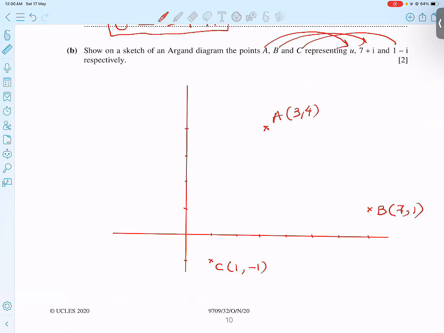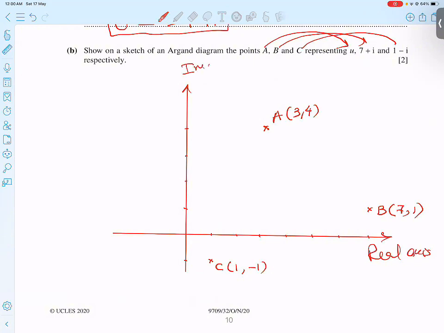That's it, and no need to join them. He said just show our sketch, Argand diagram, and points A, B, C. That's it. And try your best to write like this: real axis is not compulsory, but it's good to write.